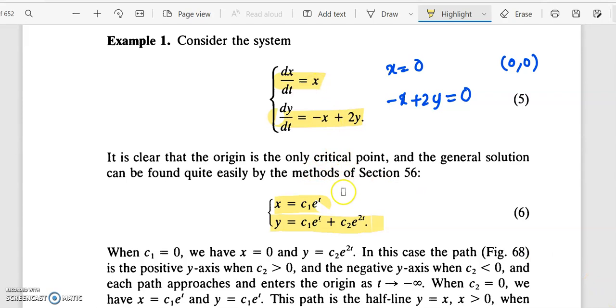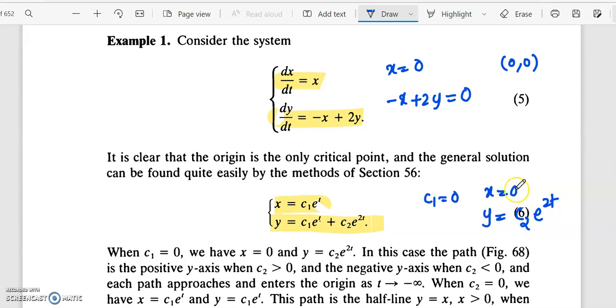Now let us see how the path for this autonomous system is such that the origin becomes a node. So you have this to be the general solution: x equal to c1 e raised to t and y equal to c1 e raised to t plus c2 e raised to 2t. Now if we take c1 equal to 0, we will be getting x equal to 0 and y equal to c2 e raised to 2t. And now c2 can be positive or negative.